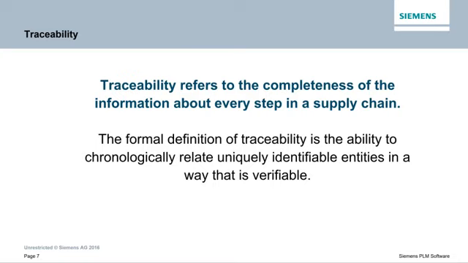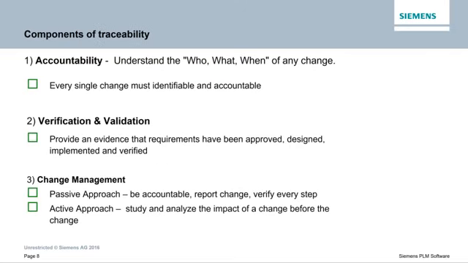Traceability refers to the completeness of the information about every step in the supply chain. It means it doesn't really matter if the requirement is linked to the test case. What matters is, could you really prove that the requirement was tested? So actually, there are a couple of components or types of traceability that we think it's always important to ensure whenever traceability is a concern or you would like to have your requirements management process more mature.